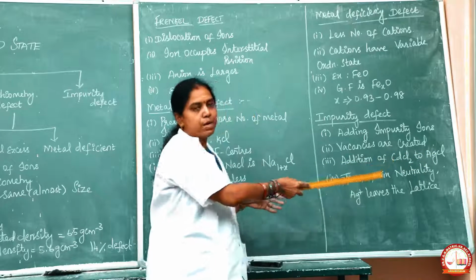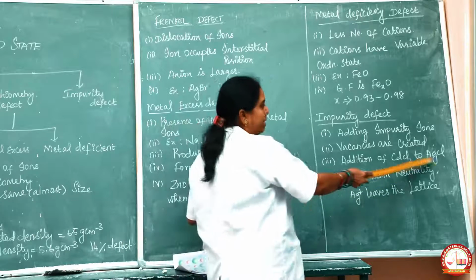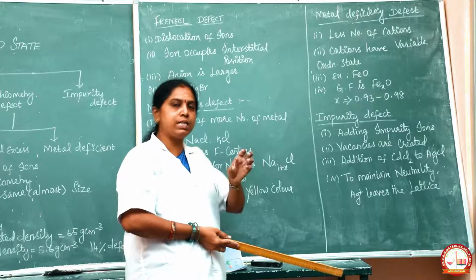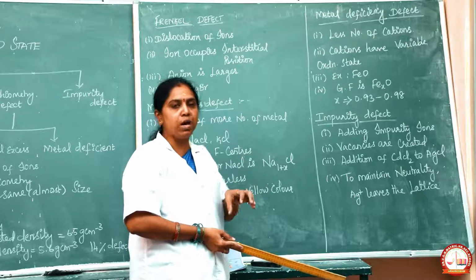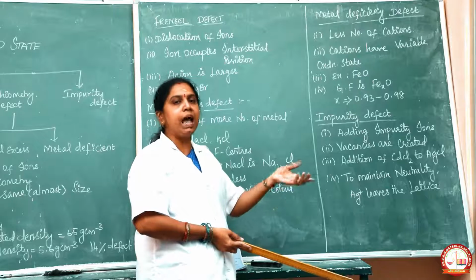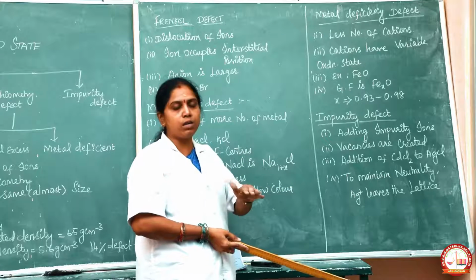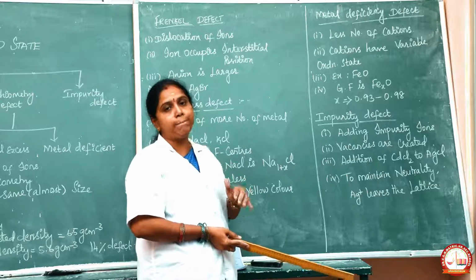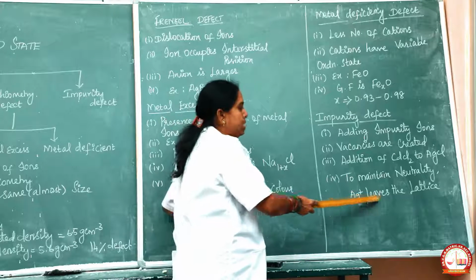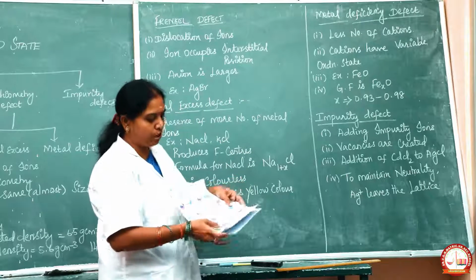Here the cadmium which has +2 oxidation state is divalent, but Ag is monovalent. So to maintain, here what happens, this Cd2 plus, when it is introduced to AgCl, removes one Ag plus ion from the crystal lattice and occupies its position in the crystal lattice, but the crystal neutrality is not maintained. So to maintain the neutrality, one more Ag plus ion leaves the lattice. So you can just see the picture for the impurity defect here.